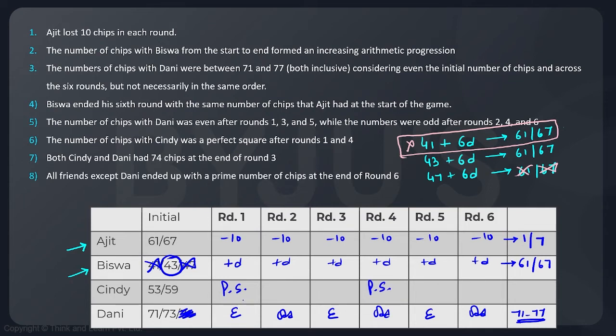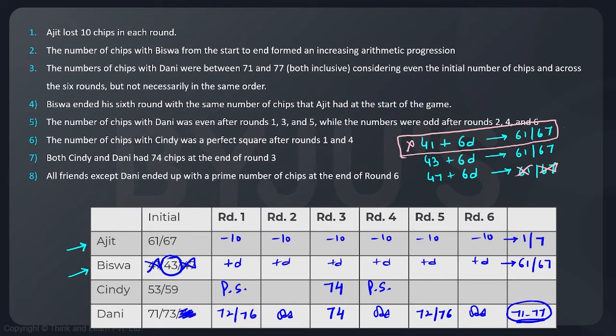Both Cindy and Danny had 74 chips at the end of round 3. So at the end of round 3, they both have 74 chips. So this must be 74 chips. And therefore, this number should also be equal to 74. So I have written 74 over here. So can I say the other two even numbers? Because all the numbers are between 71 and 77, and we have to use all the numbers. So these two even numbers here can be 72 or 76. Similarly, this one can be 72 or 76.